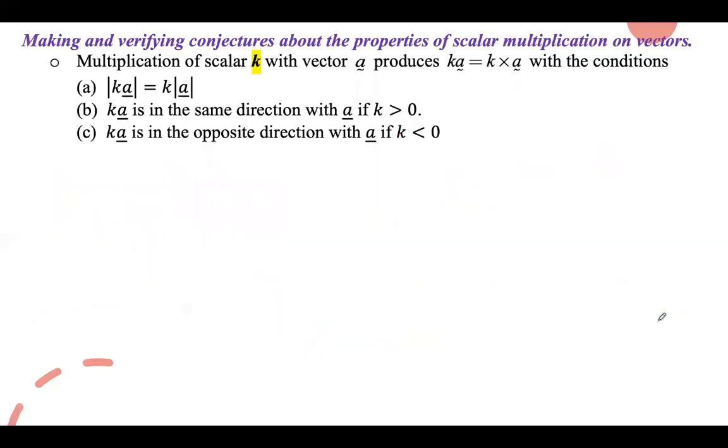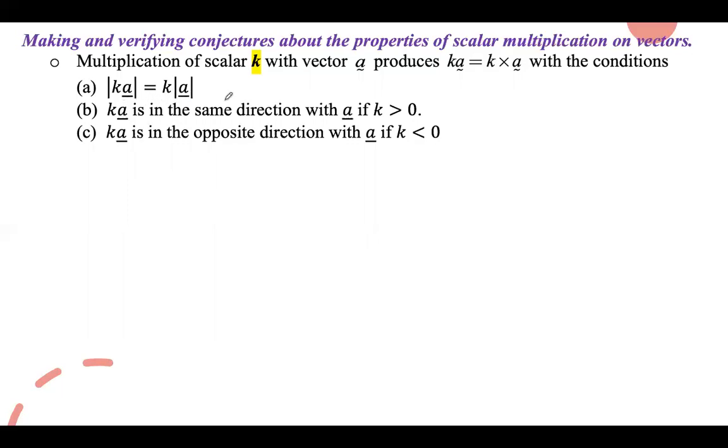Next, multiplication of scalar. We already saw the example in example 3. Multiplication of scalar k with vector A will produce k times A, equal to kA, right? With the condition that the modulus of kA equals k times the modulus of A. So these are equal; the magnitude is equal.